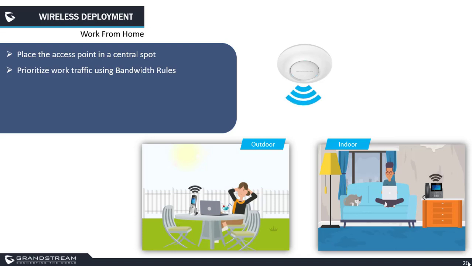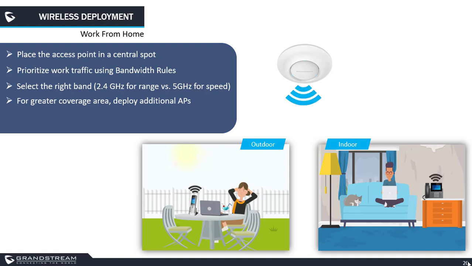Another thing to do is try to prioritize your work traffic using the bandwidth rules built into the GWN. You can tell GWN, for example, to prioritize the traffic of your computer using either the MAC address or the IP address, or you can create multiple SSIDs. You can create one for the guests and one for your work, and tell the GWN to prioritize traffic from the SSID used by your work devices. And also, you have to be smart about which channel or which frequency to use depending on your needs.